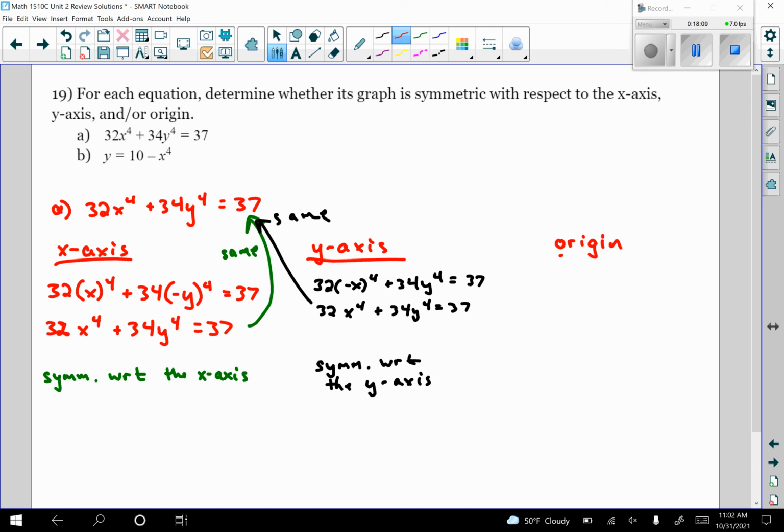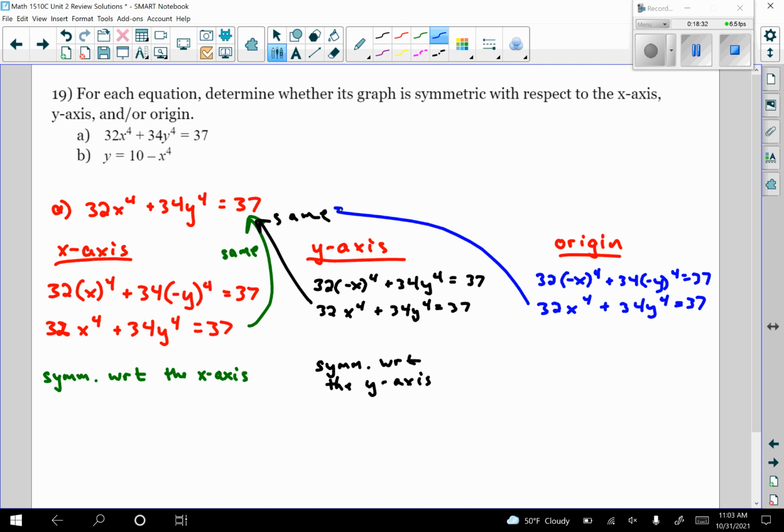Now for the origin, if we got yeses to both of these, it's symmetric with respect to the origin, but we still need to show this. We need to substitute in both the opposite of x and opposite of y. So we get 32 times negative x to the fourth plus 34 times negative y to the fourth equals 37. So we still get 32x to the fourth plus 34y to the fourth equals 37. And we're just going to draw an arrow back to this as well. Say it's the same. Therefore, we have symmetry with respect to the origin.